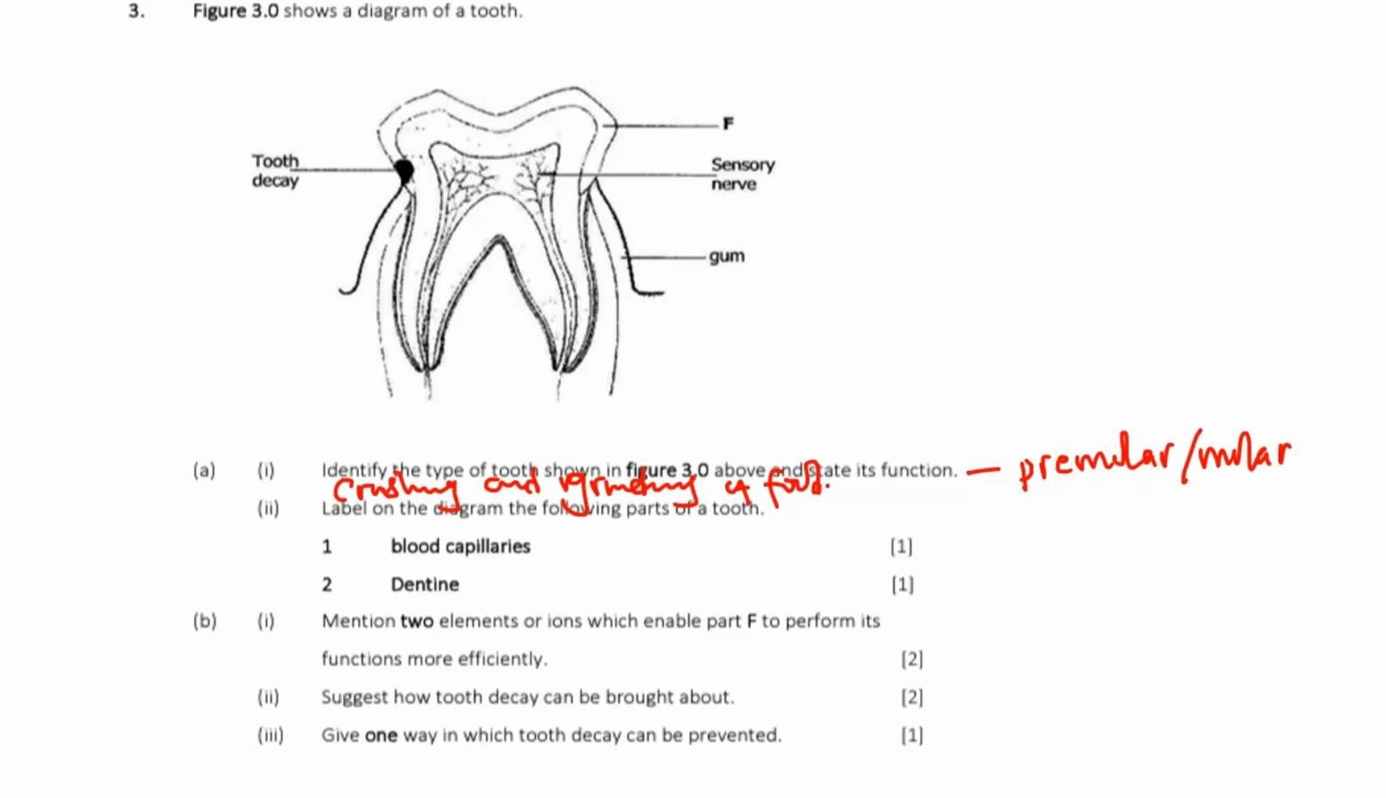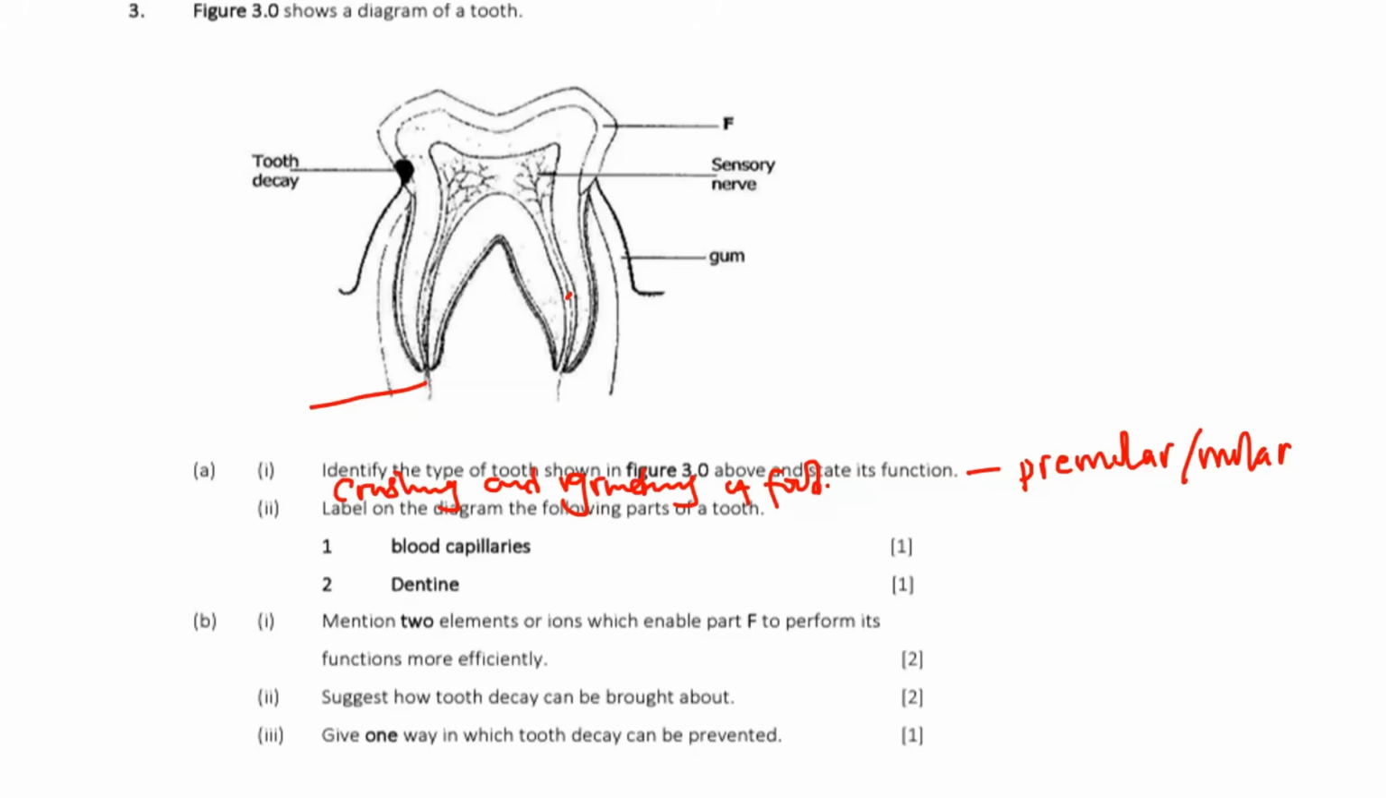Label the following parts. So label on the diagram the following parts: the blood capillaries. Since it's showing sensory nerves, the blood capillaries are going to be right here. As you can see from here, although it's not that visible, you can see right inside there the blood capillary. So where the blood capillary is supposed to be found is just right here inside. Okay, so I'll put it there.